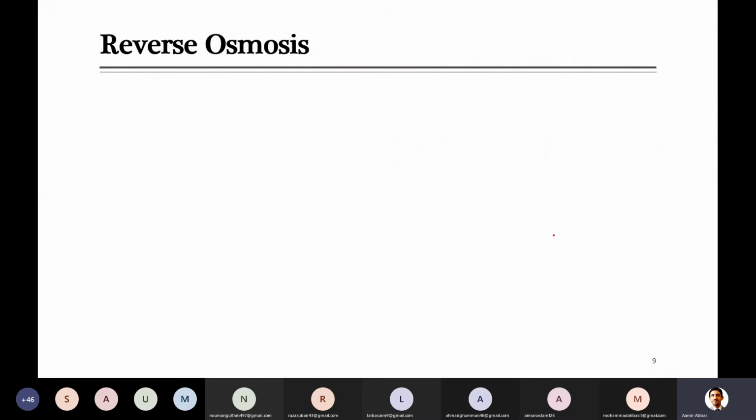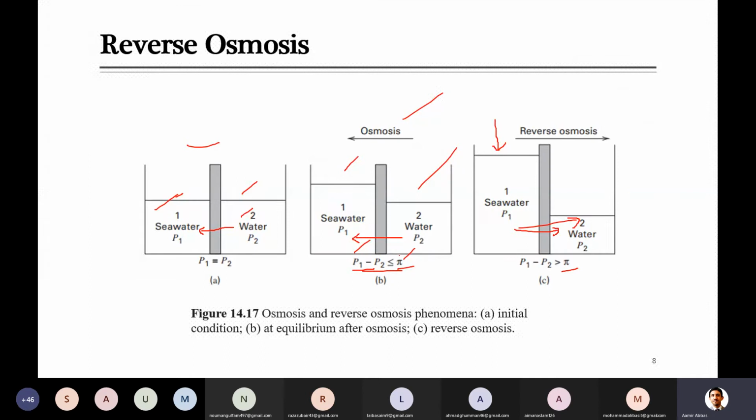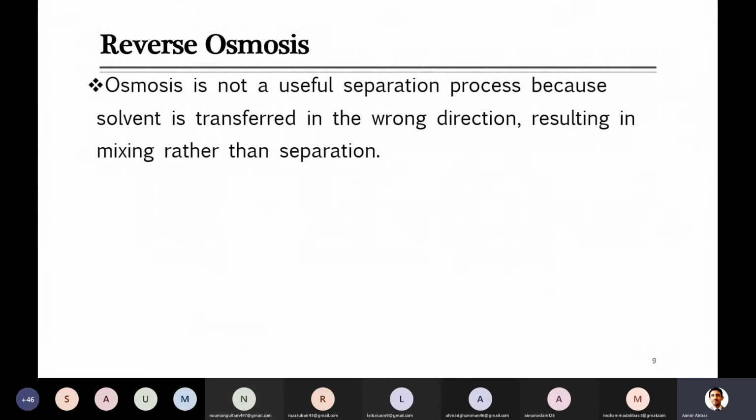So if we look at these diagrams and I ask you whether osmosis is useful for us, does osmosis give any separation? No. The reason is that in osmosis, even though you are diluting the seawater, the pure water which you already have is depleting. So that is not actually a separation technique. Simply, osmosis is not a useful separation process, because the solvent is moving in the wrong direction, the opposite direction from where we want to move it, because we need pure, clean water. So here it results in mixing rather than separation.